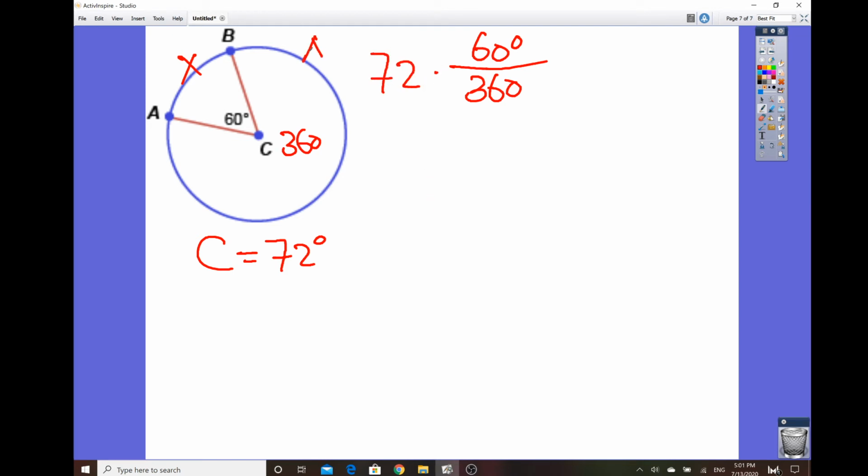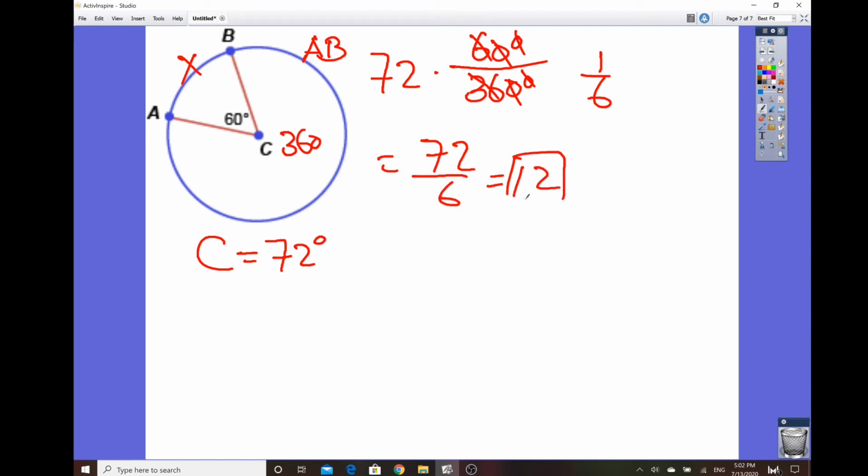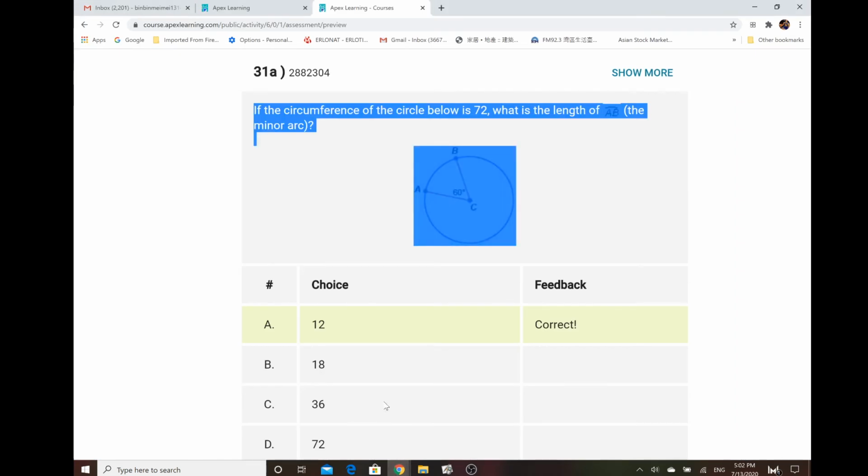So you get the measure of arc length AB. The way to do it, 72 times 60 over 360, reduce. The zeros got canceled, the degree sign got canceled. So 6 over 36, that's 1/6. So 72 over 6, that would be 12. So the measure of that arc length is 12. It's not degrees for the circumference, it's centimeters, I think, because that's one dimensional. There's no unit, so just put in a number, so it's 12.